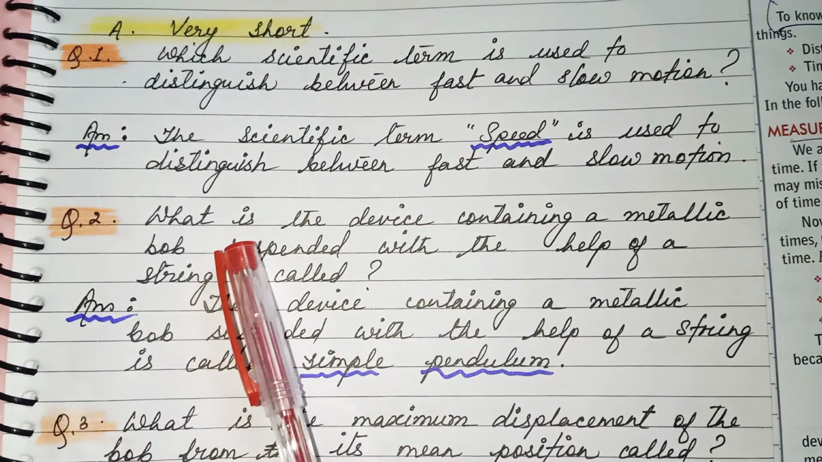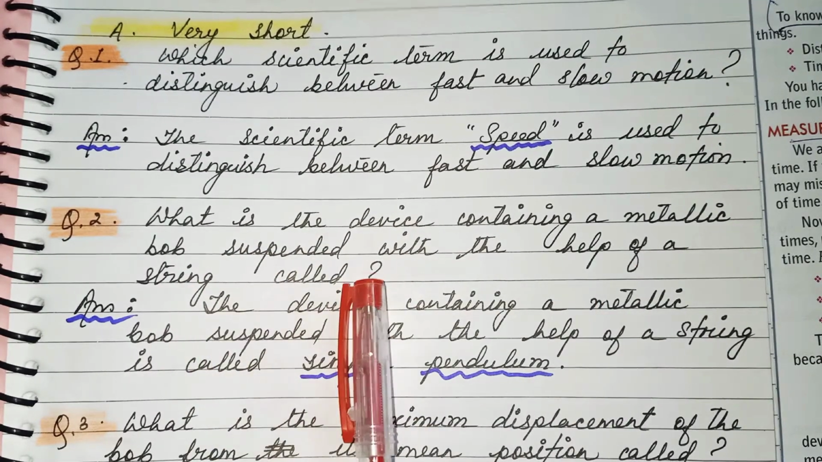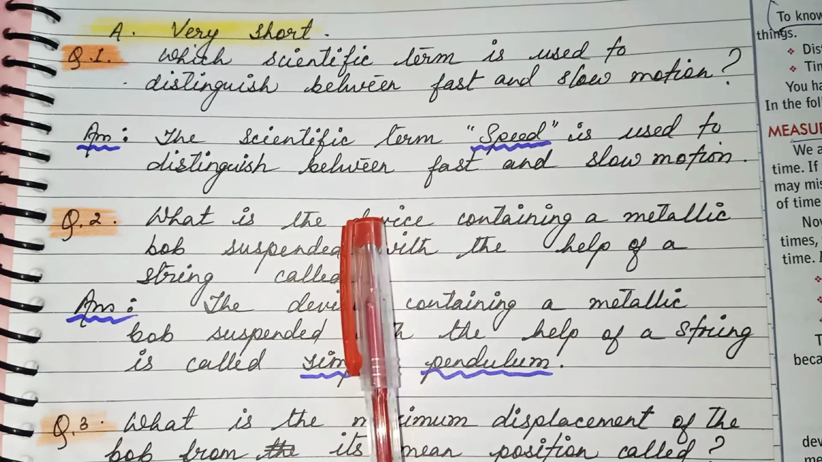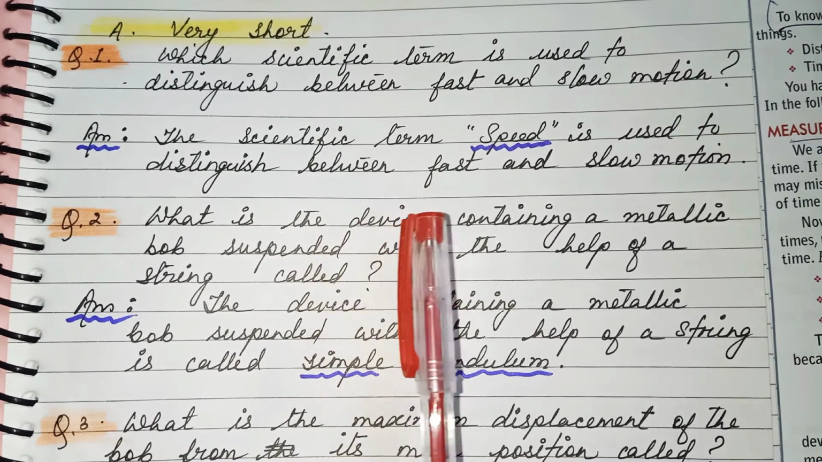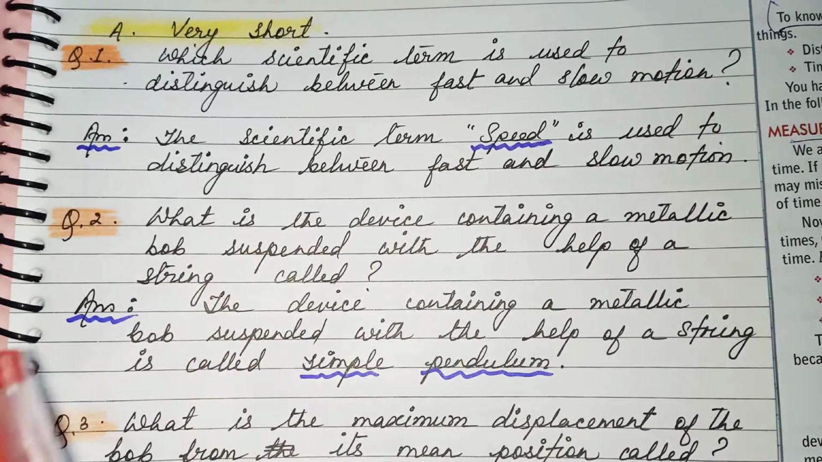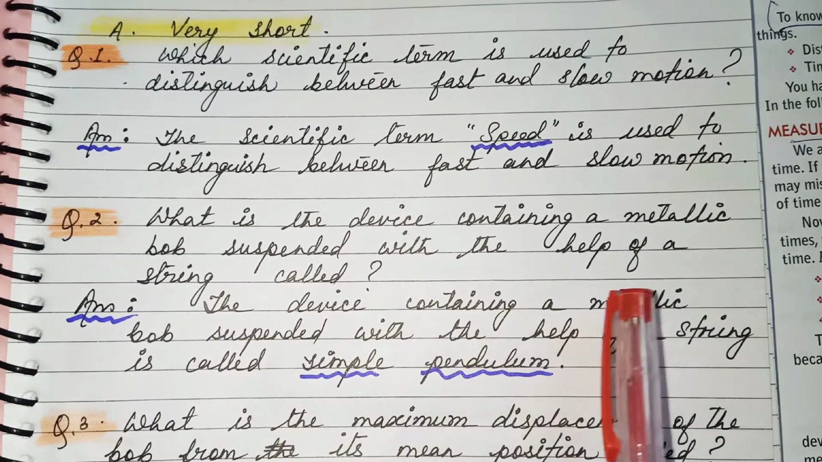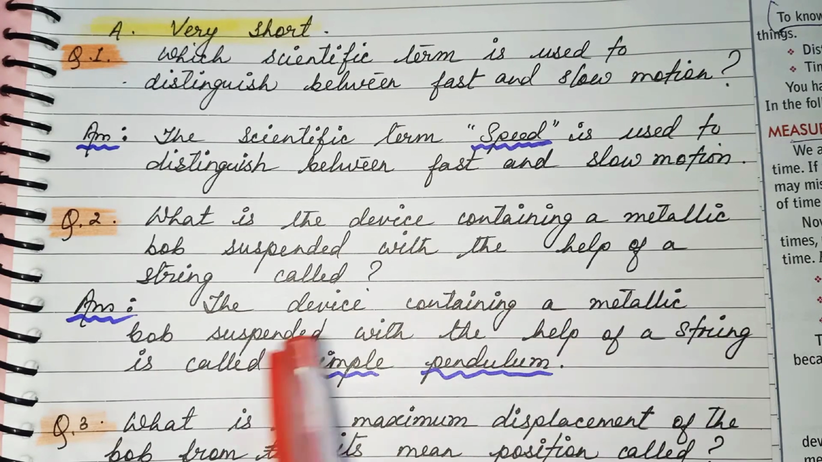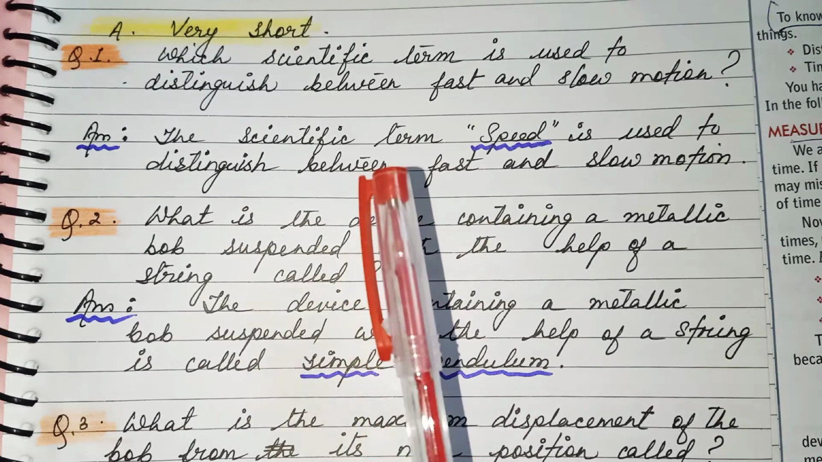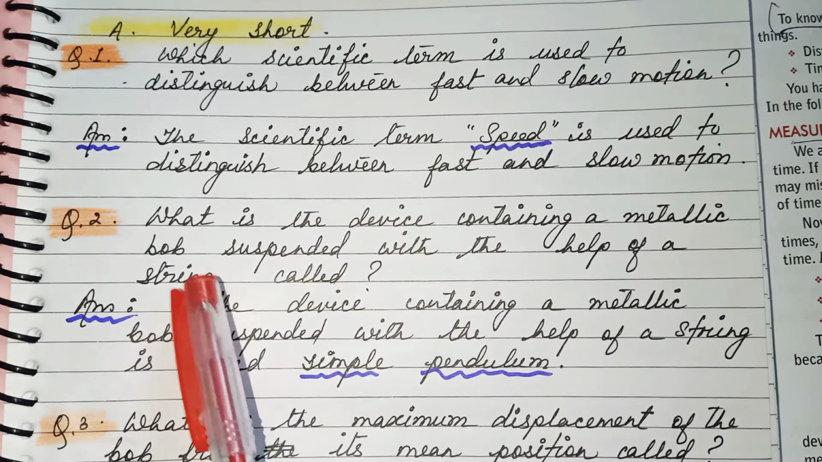Then question number 2. What is the device containing a metallic bob suspended with the help of a string or cord? So here the question is asking about the name of the instrument, the device. This device contains a metallic ball which is suspended with the help of a string. So here we have to name the device. The device containing a metallic bob suspended with the help of a string is called a simple pendulum.